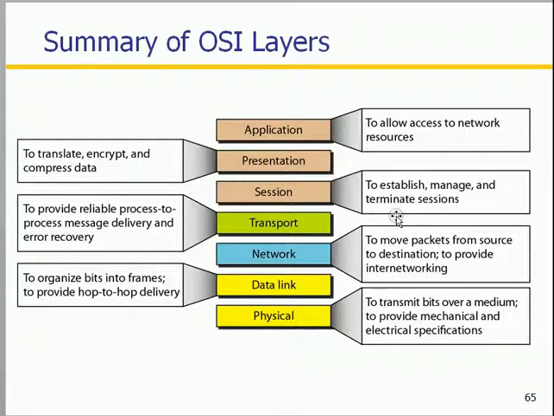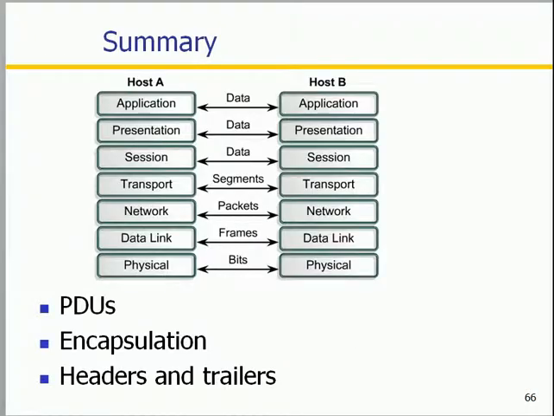So this is the summary of the OSI layers. The application layer allows you to access the network resources. The presentation layer translates, encrypts and compresses the data. The session layer maintains the session and terminates the sessions. The transport layer provides reliable process-to-process message delivery and error recovery. The network layer moves the packets from source to destination to provide inter-network ping. The data link layer organizes the bits into frames to provide hop-to-hop delivery, and the physical layer transmits bits over a medium. Very core hardware work to provide mechanical and electrical specifications. So that's that. PDUs, encapsulations, you know that.